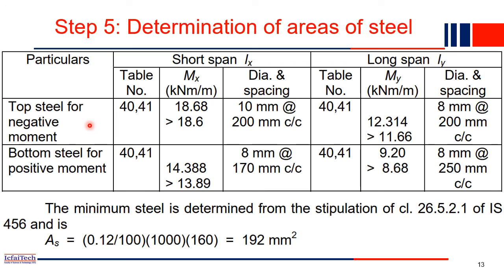Using the same formula we can easily compute the value for this mx value, and what diameter and spacing is required. You can compute it by yourself and the values come out like this. For the top negative reinforcement for the lx span, a 10 mm bar is sufficient at a spacing of 200 mm center to center. Similarly, for the bottom reinforcement, an 8 mm bar is sufficient at a spacing of 170 mm center to center.